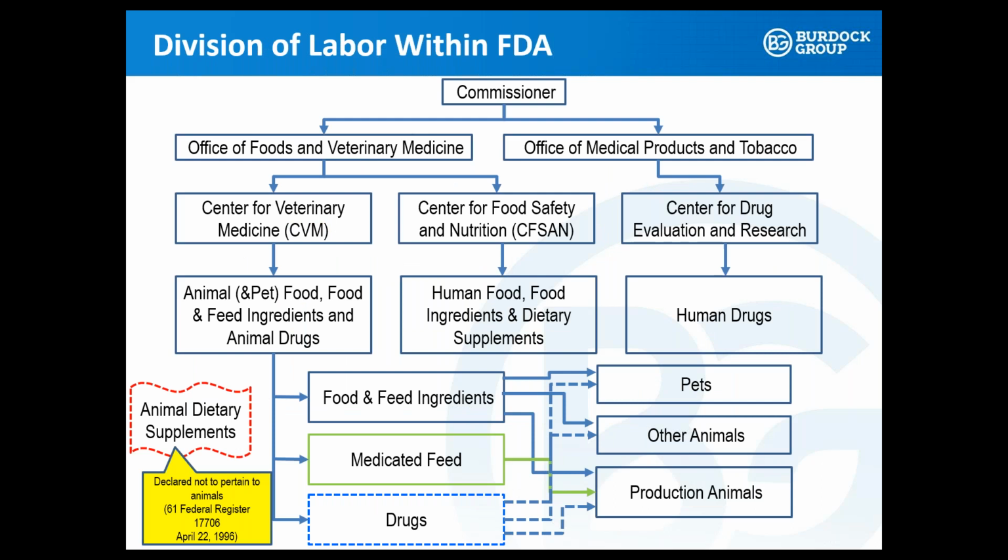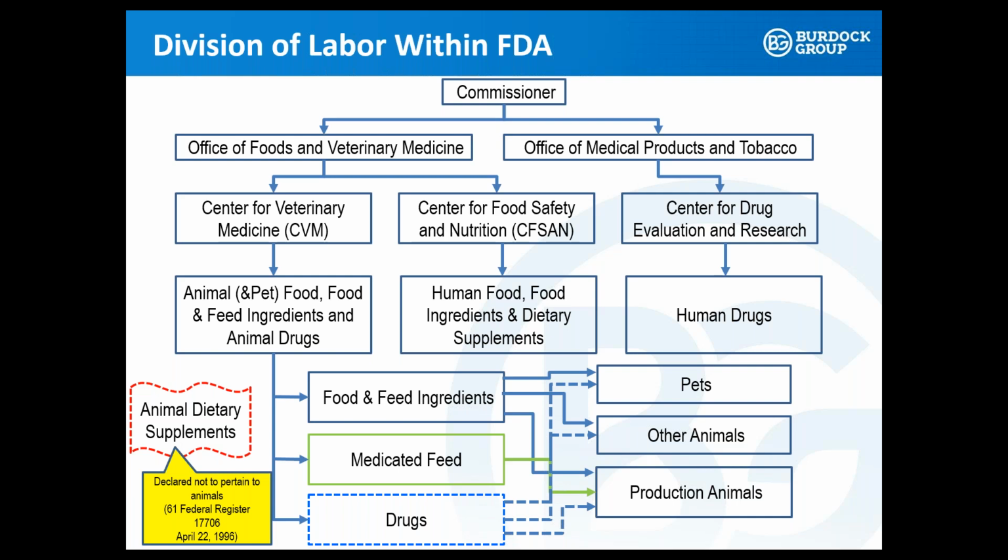Okay, so now that we have a very high-level understanding of laws and regulations, let's take a look at FDA, the agency that regulates our animal feed. Now, there are 2 sides to this. On the left side is your Office of Foods and Veterinary Medicine. And on the right side, you have the Office of Medical Products and Tobacco. So let's make our way down the right side. On the right side, you eventually make your way down to human drugs.